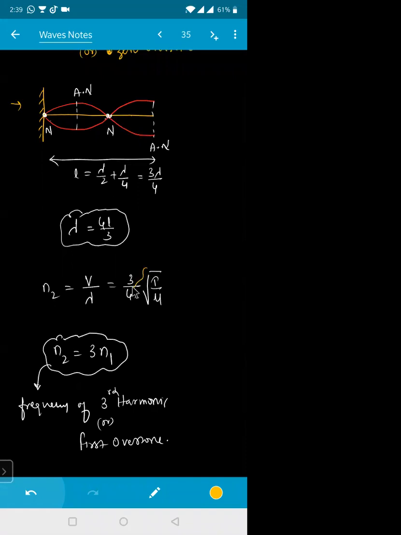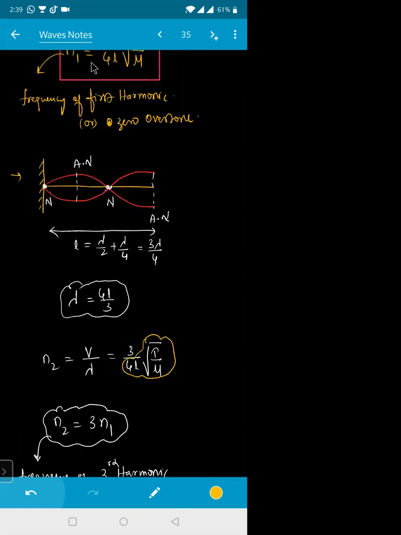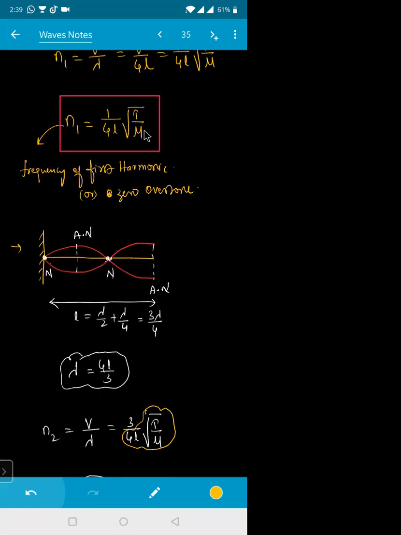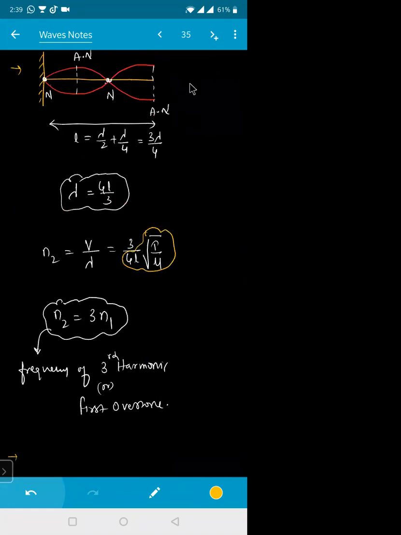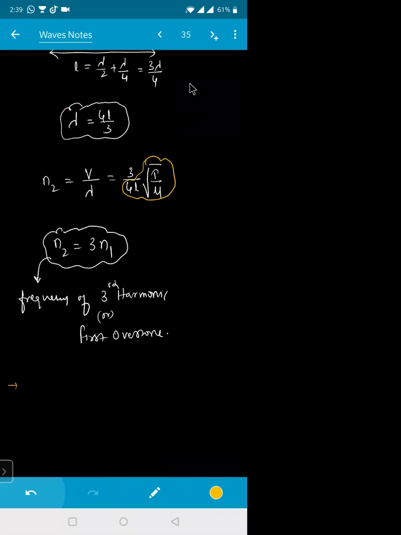This is your fundamental mode, beta. Because you already got a fundamental mode here, how much? N1 is equal to 1 by 4L under root of T by mu, if it is fixed only at one end.